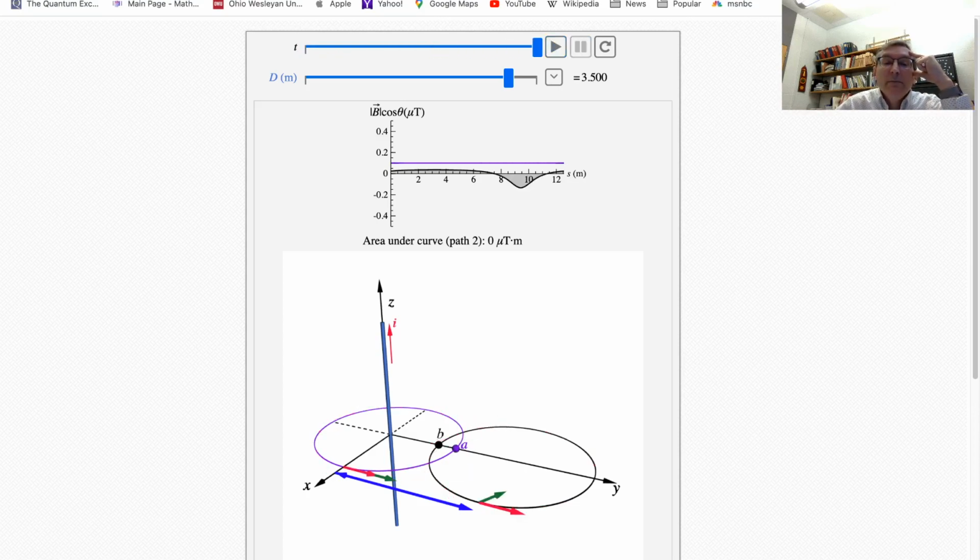The purple line is B cosine theta for path 1. Notice it's constant. Notice the area under that purple line is a nice constant positive value. That's the circulation for path number 1. The curve in black is B cosine theta for path 2. For some parts of the perimeter around 2, B cosine theta is positive, and for other parts it's negative. The light gray shaded area is the area under the curve, and it turns out that you have just as much positive area as negative area, and it says the area under the curve for path 2 is 0.